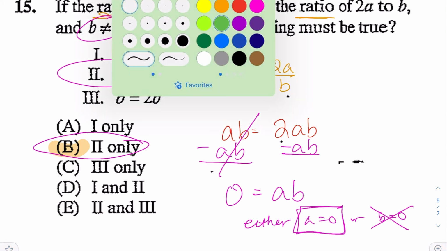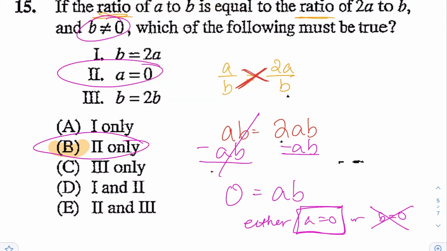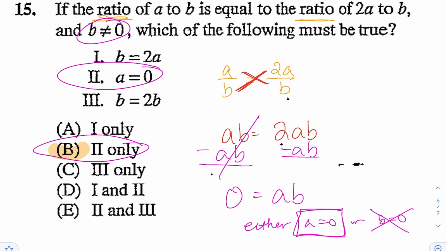Now if B is equal to 0, or excuse me, if A is equal to 0, then for example in Roman numeral 1, this would be 2 times 0 or 0. And we know that B can't be equal to 0. If Roman numeral number 1 is true, that contradicts the fact that B is not equal to 0, so we can eliminate that. And for Roman numeral number 3, if you subtract B on both sides, you get that B is equal to 0. And that can't be true. So there's a contradiction for 1 and 3. Only choice 2 is true. So the answer has to be B.